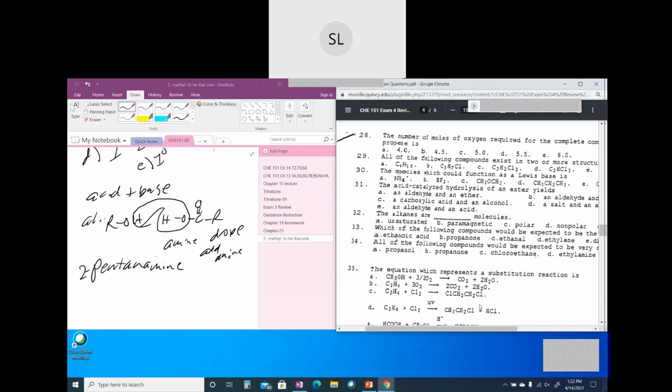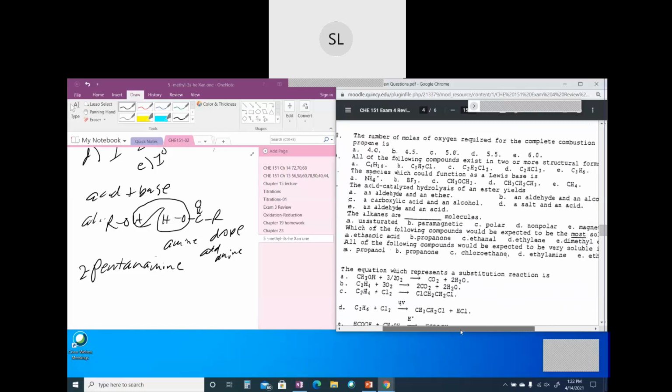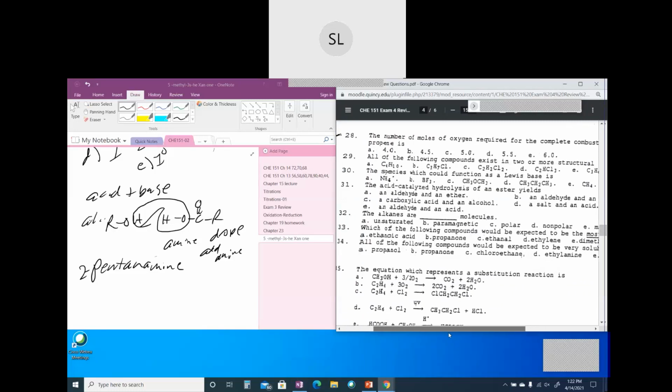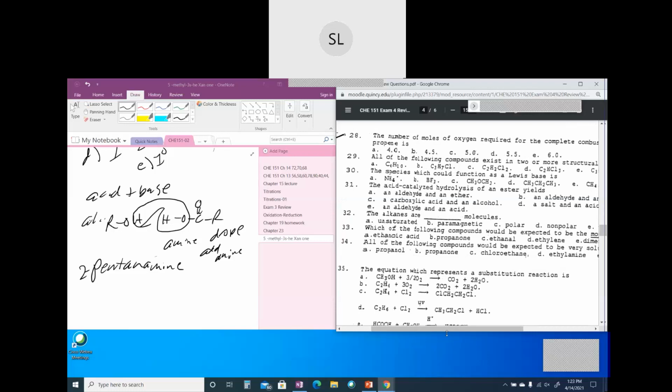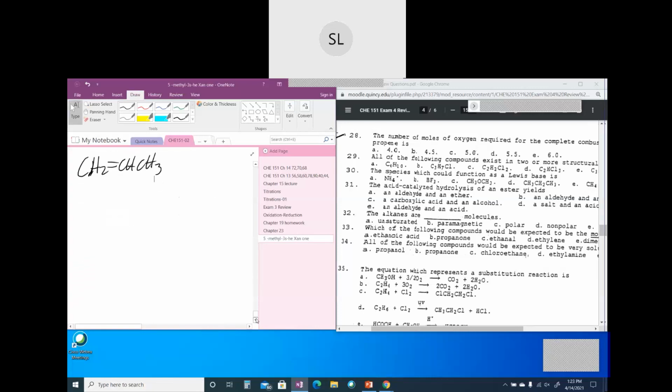All right, so what we do with our alkenes, alkynes, any hydrocarbon is we burn them. They want to know the number of moles of oxygen required for the complete combustion of propene. So you have your propene, CH2=CH-CH3. When you're writing this reaction, you can simply do it as the molecular formula: C3H6 plus O2 yields CO2 plus H2O.